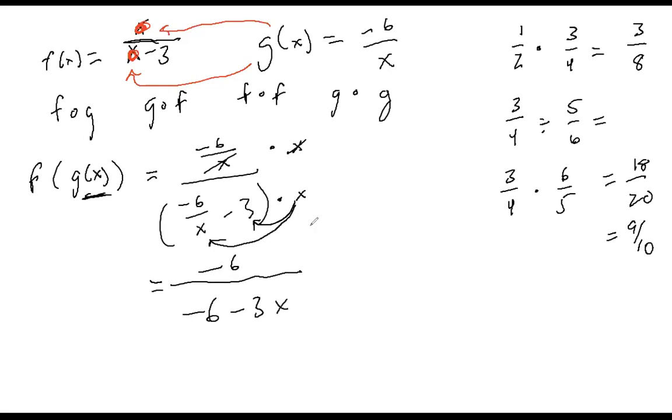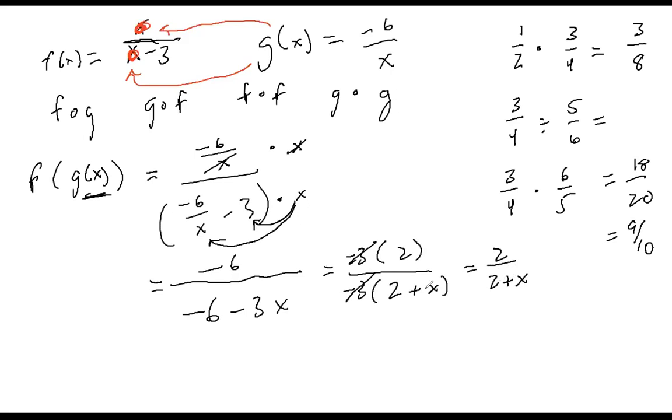Now, if I wanted to, I could simplify. There's a common factor here of negative 3. So I'll take out negative 3 from the top, I'll take out negative 3 from the bottom. That can be simplified, and I end up with 2 over 2 plus x.